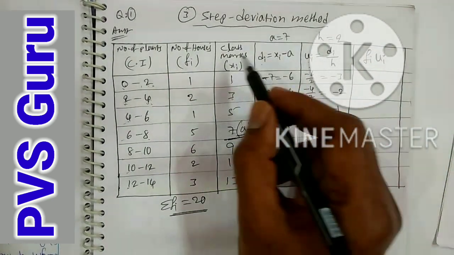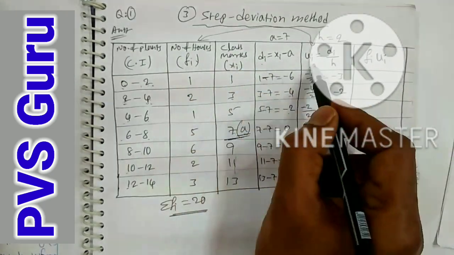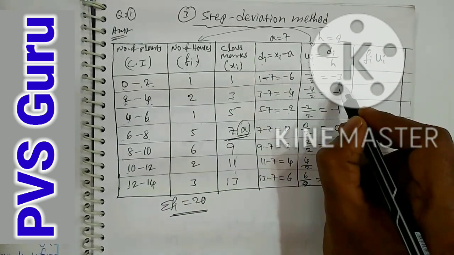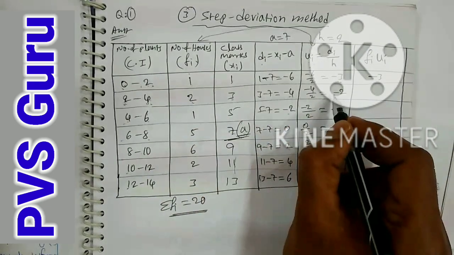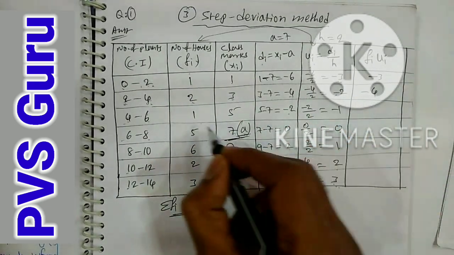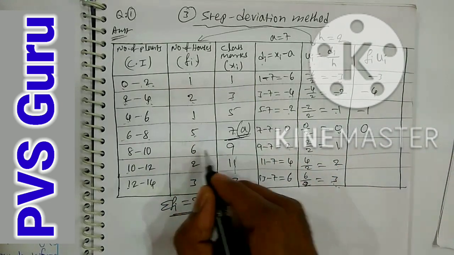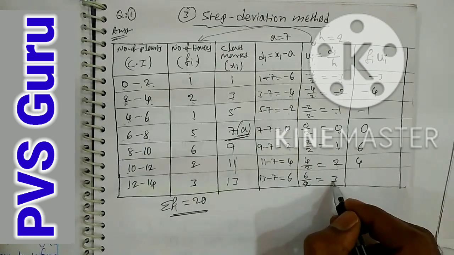Now you multiply fi and ui. These two multiplied, fi ui here. So 1 into minus 3 is minus 3. 2 into minus 2 is minus 4. 1 into minus 1 is minus 1. 5 into 0 is 0. 6 into 1 is 6. 2 into 2 is 4. 3 into 3 is 9.